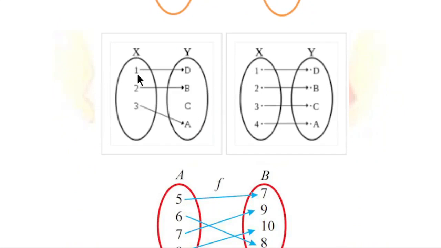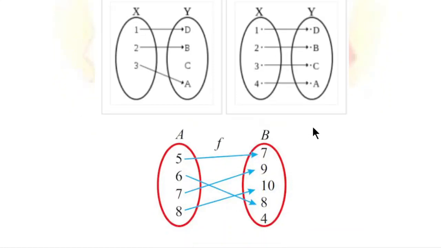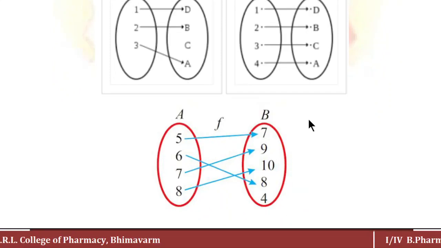So consider another example. 1, 2, 3: these three elements are mapped with D, C, A, different elements. Similarly, 1, 2, 3, 4 are mapped with D, C, B, A. Similarly, 5, 6, 7, 8 in the domain are mapped with 7, 9, 10, 8. So there are different values in set B.